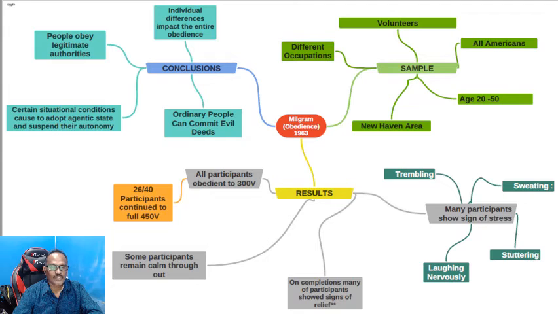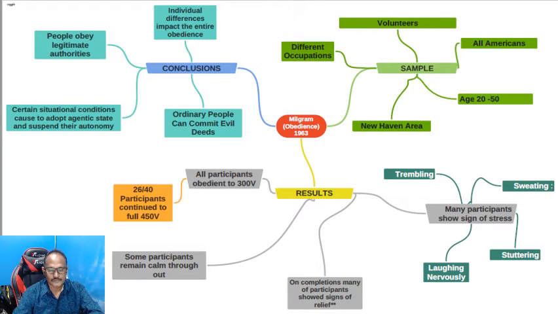Out of the 40 participants, 26 of them completed the whole experiment, all right? And they were obedient until the 300 watts. This shows a very high rate of obedience, of more than 60%. 65% of the participants actually followed the instruction of the experimenter, all right?